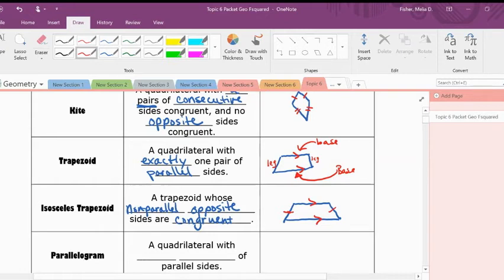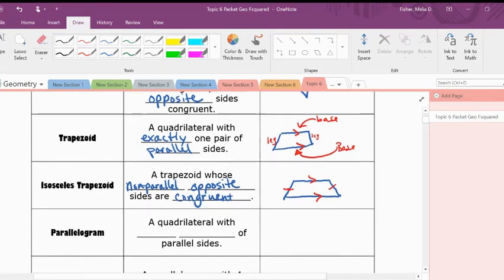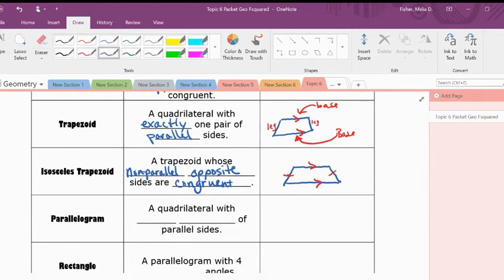A parallelogram is a quadrilateral with 2 pairs of parallel sides. 2 pairs of parallel sides. So that means that this side and this side are parallel, and that side are parallel. So we mark this as parallel, and those 2 are parallel to each other.